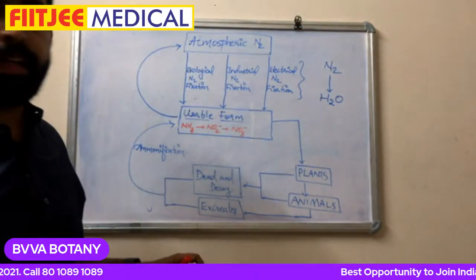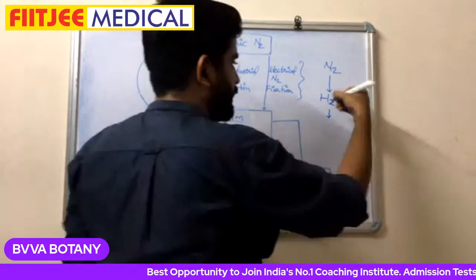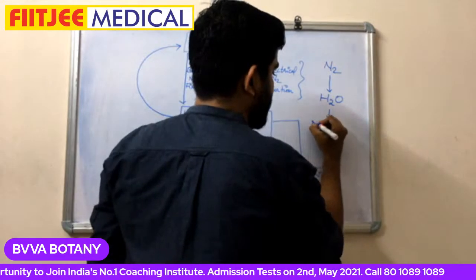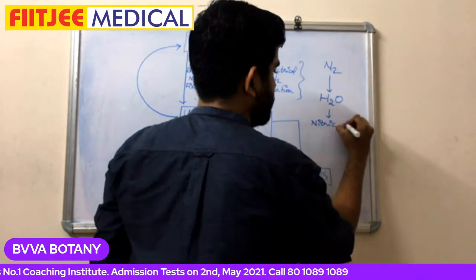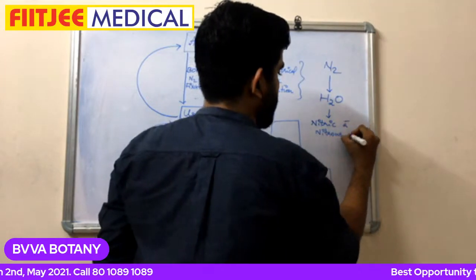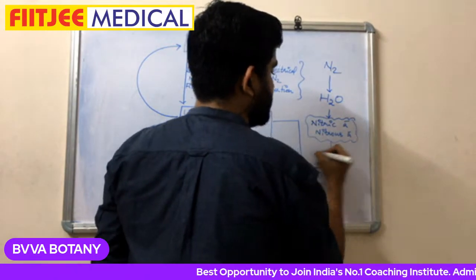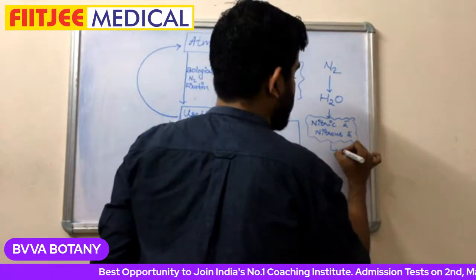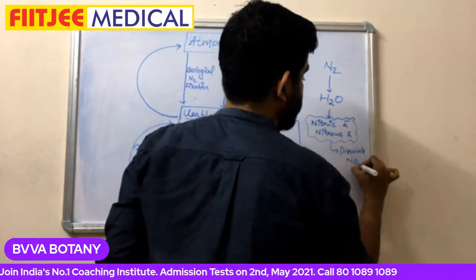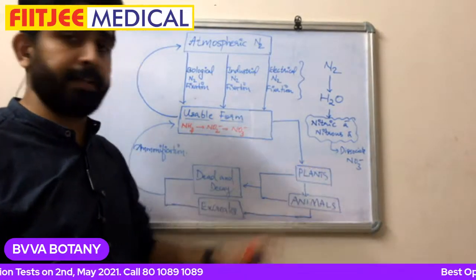joins with the water, and this water reaches the earth as acid, or what we can say nitric acid or nitrous acid. And as the acid reaches the earth, the nitric acid and nitrous acid will later dissociate back into nitrate or nitrite. And nitrate, we know, is a usable form, and will be taken up by the plants.